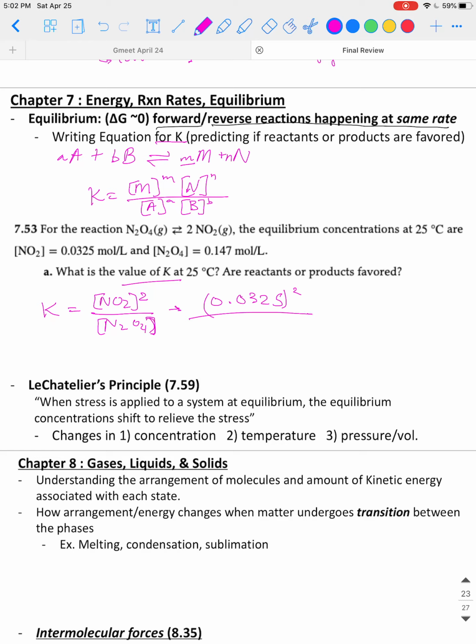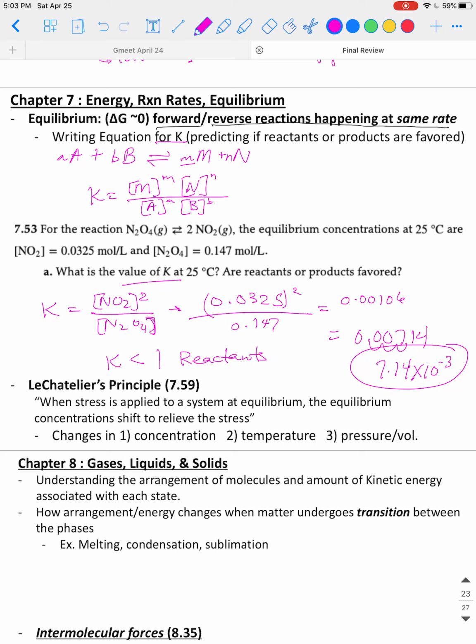So then if we just plug the numbers in, we would have 0.0325 squared divided by 0.147. So now we're just going to calculate this. 0.0325 squared, and we get 0.00106. Divide that by 0.147. Oops. 0.00106 divided by 0.147. And I got a value of 0.007. And double check me on this. You could put decimals in there. So that would be 7.14 times 10 to the power of 3. That would be our value for K.